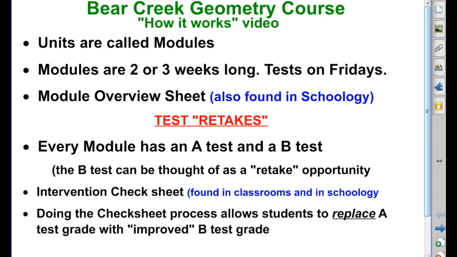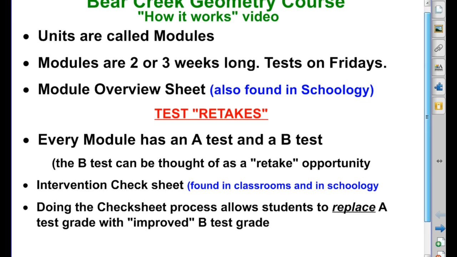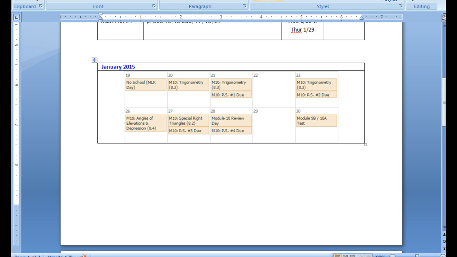The B test can be thought of as the retake opportunity, except the difference is that this year the retake is actually built into the class. So it's not so much an option anymore. The students will need to retain the information and demonstrate proficiency again, no matter what. But the idea is if a student does poorly on the A version of a test, let's say they learn trigonometry for these 2 weeks and they take the 10A test and do poorly, 2 weeks later they will see the 10B test and have an opportunity to replace their A test grade.